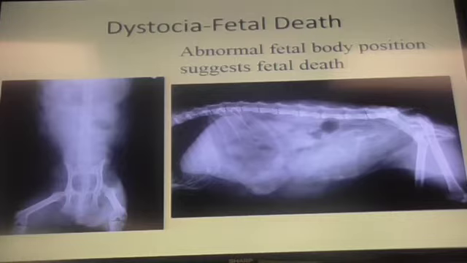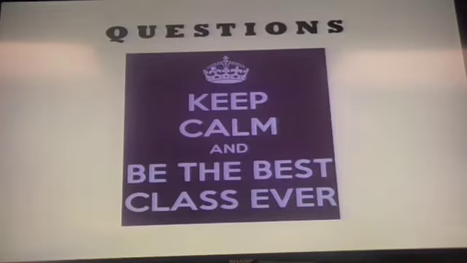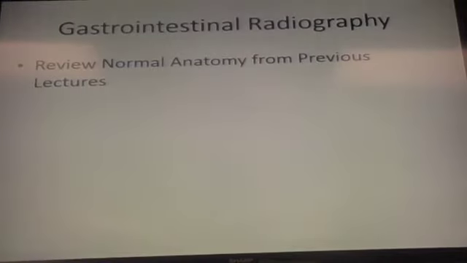Here's your dystocia. Do we want to wait on that one? I don't think so. This is a cat. So here's the head, and here's its cervical spine. Abnormal angulation. Okay. Alrighty.